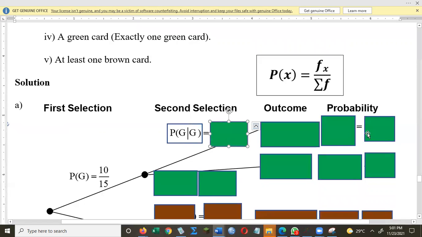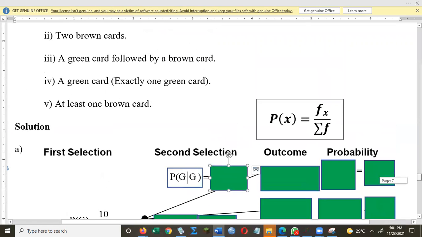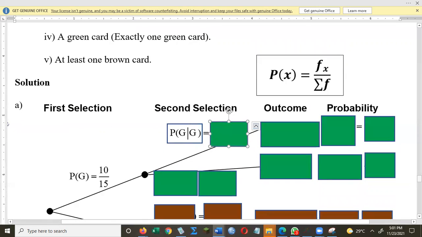Why 15? But think about it. Why 15? You are correct, there will not be 10 green cards. There'll be 9 green cards because obviously, if it was a green, you would put it on the side. So when you go back, the box doesn't have 10 green cards anymore. 9 green cards. But it doesn't have 15 cards either. Someone just said it doesn't have 15 cards either. And so what will be the denominator?